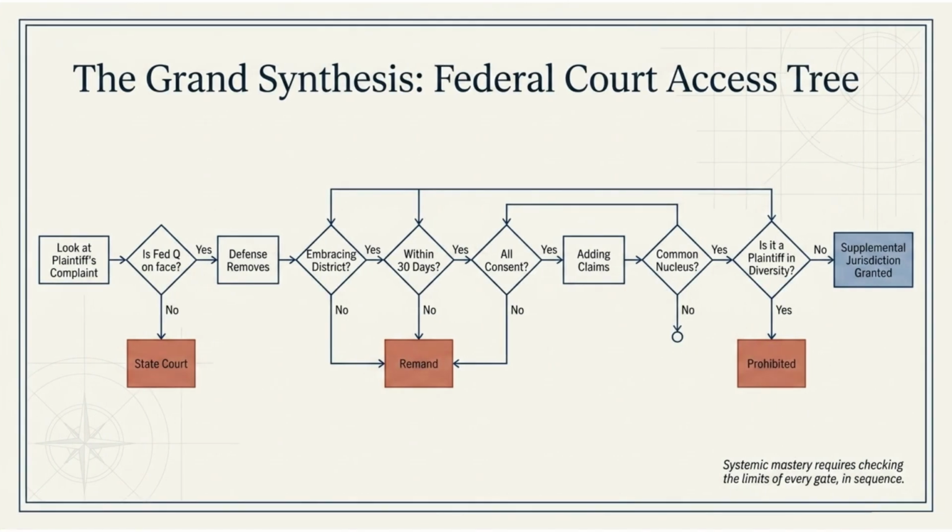End with the access tree. This is the full sequence for analyzing federal court access. Start with the plaintiff's complaint. If federal question jurisdiction appears on the face of the complaint, continue to removal mechanics if the case began in state court. Check whether removal goes to the embracing district, whether the notice is timely, and whether all required defendants consent. Then analyze supplemental claims. Do they share a common nucleus? And does Section 1367(b) limit the plaintiff in a diversity case? The final exam strategy is to move in order. Do not jump to supplemental jurisdiction before confirming the federal anchor and removal requirements.